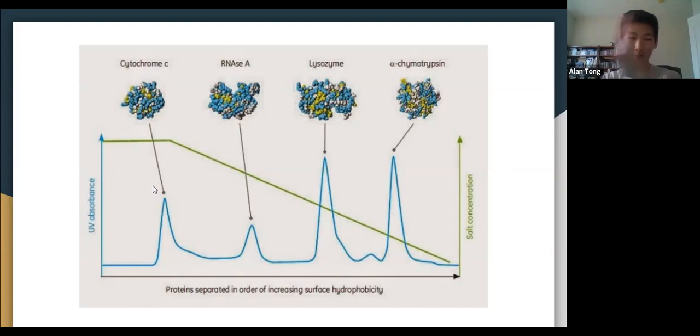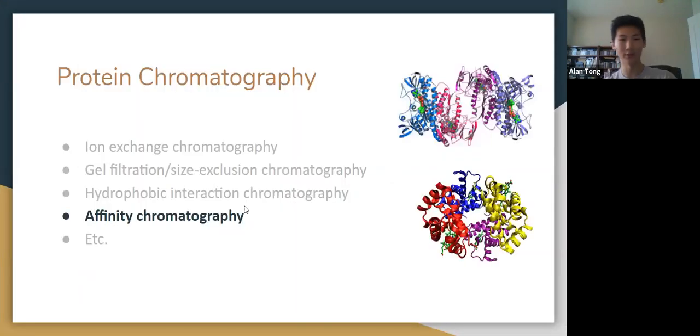So again, salt's really important when we're thinking about these elution techniques. Okay, let's go to the last one before I open it up for questions. So affinity chromatography, this has got to be my favorite one because this really relies on looking at what nature has and taking advantage of what nature gave us. So let me tell you what I mean.